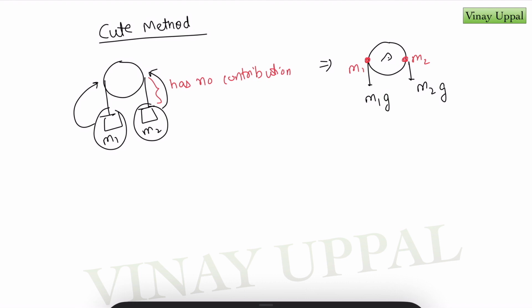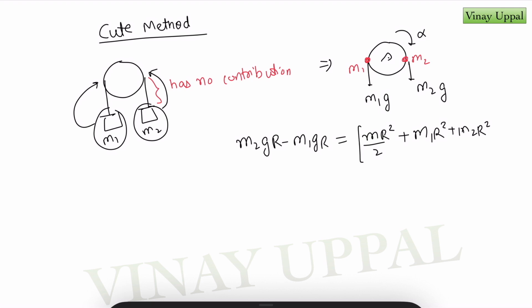Now I can simply write torque equation as m2g into r minus m1g into r, once again in the clockwise direction, should be equal to I alpha, where moment of inertia of the disk is mr square by 2. But here's the key point: you have to include the moment of inertia of the two red particles, which are representative of the blocks. So what is happening is these two red particles are now part of the disk. So the moment of inertia I can write it as m1 r square plus m2 r square, and this is the entire moment of inertia times alpha. That's it. One equation and you get alpha.